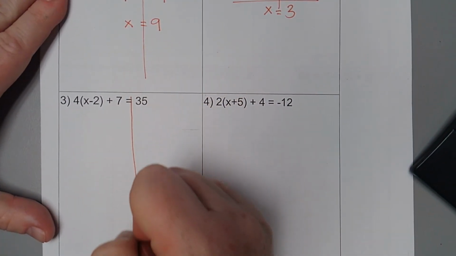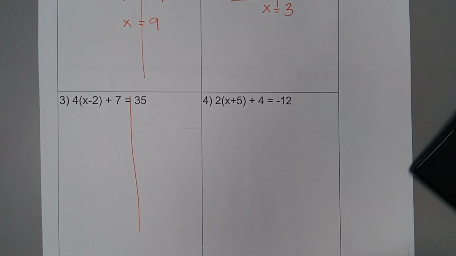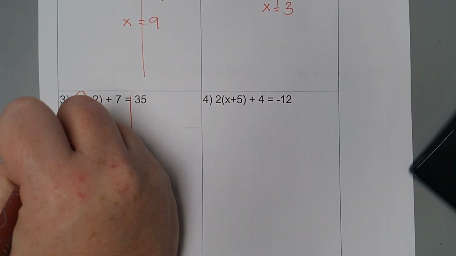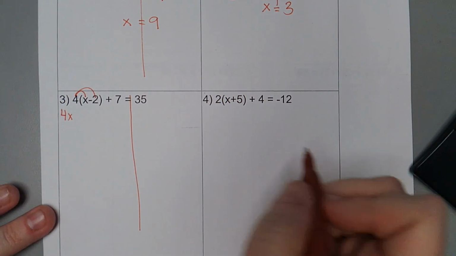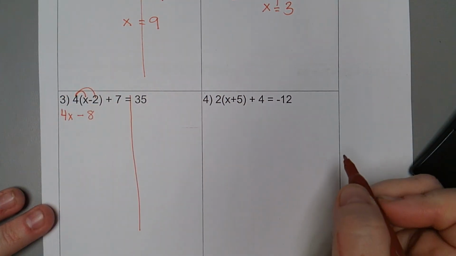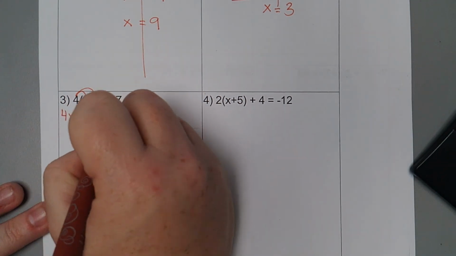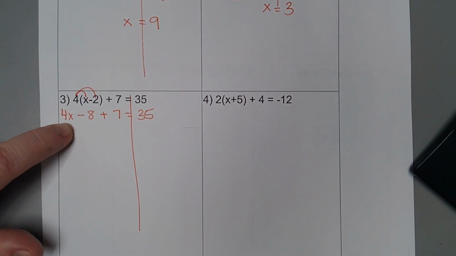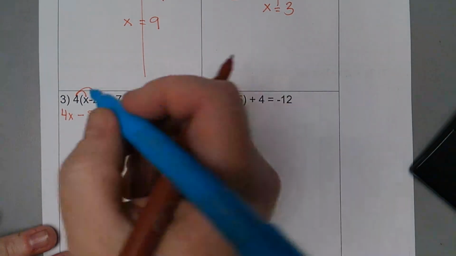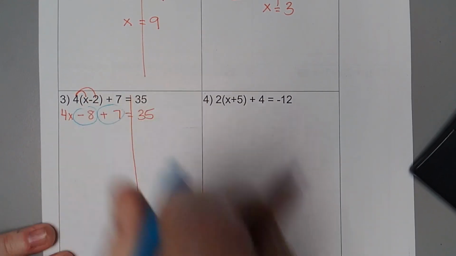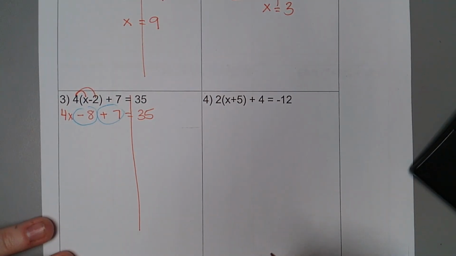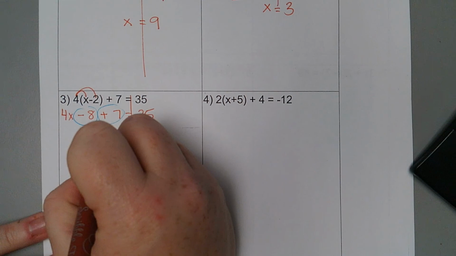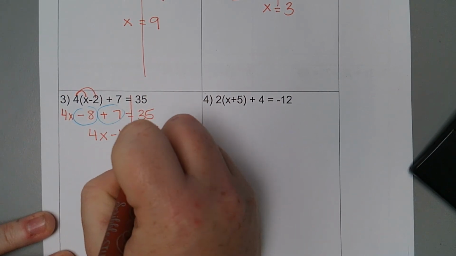Number 3. We have our parentheses, so we need to multiply. 4 times 1x gives us 4x. 4 times negative 2 gives us negative 8. Plus our 7 equals 35. I have 4x. I have no other x's or variables. I have negative 8, and I have positive 7. Negative 8 plus 7 is negative 1. So I have 4x minus 1 equals 35.